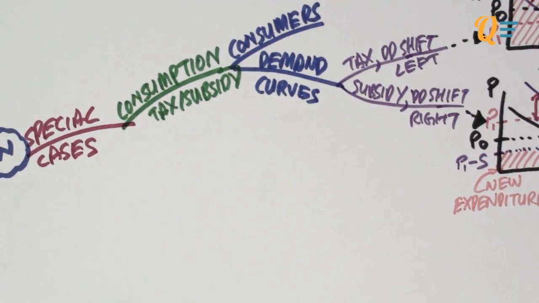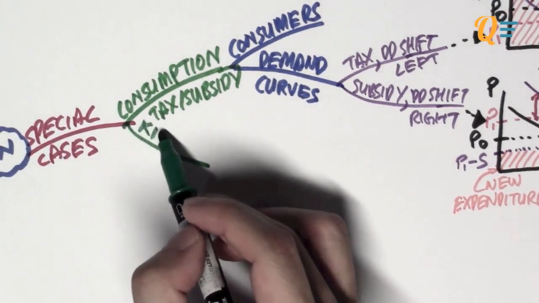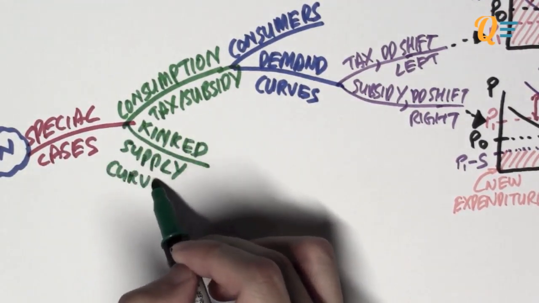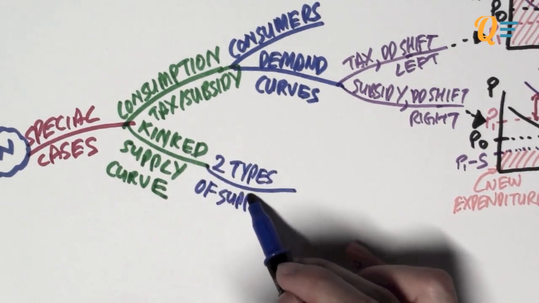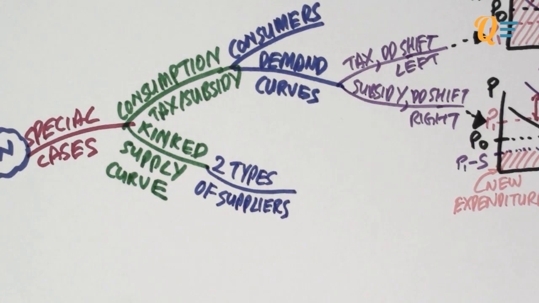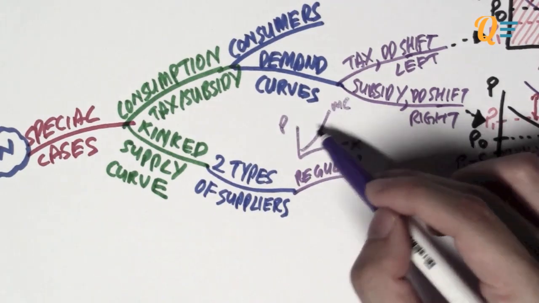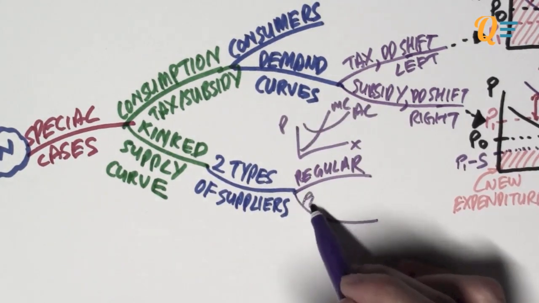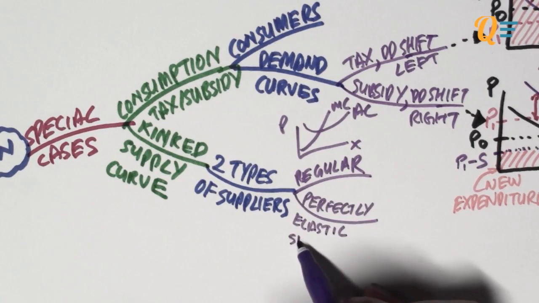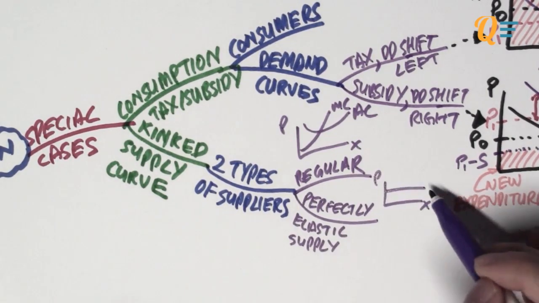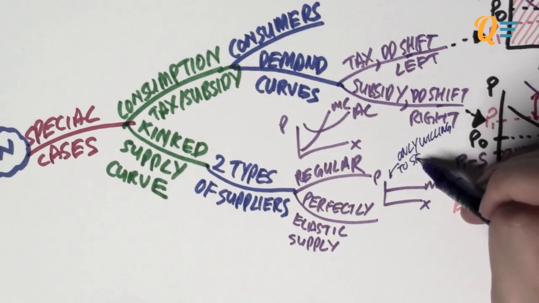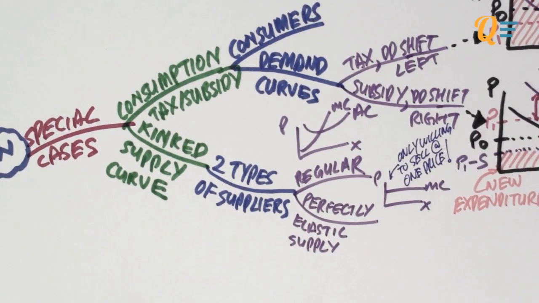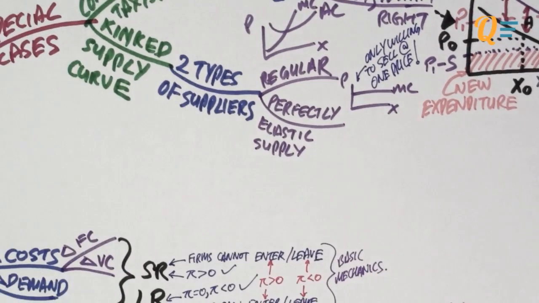Now, the next special case that we're going to talk about is kinked supply curves. You heard of kinked demand curves? Let's talk about kinked supply curves. And this happens when there are two types of suppliers. So one of them could be a regular supplier, some firm that has got a normal MC and AC curve. And you got another bunch of suppliers which has got perfectly elastic supply. So what this means is that the supply curve is flat. It's a horizontal line. What this means is that they're only willing to sell at one price for some reason. Okay, so that's the scenario.